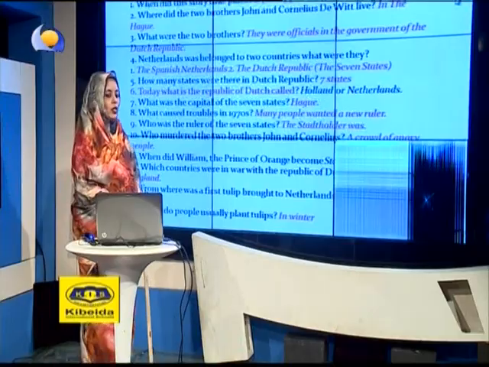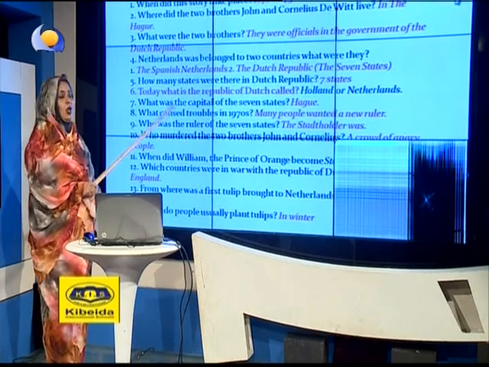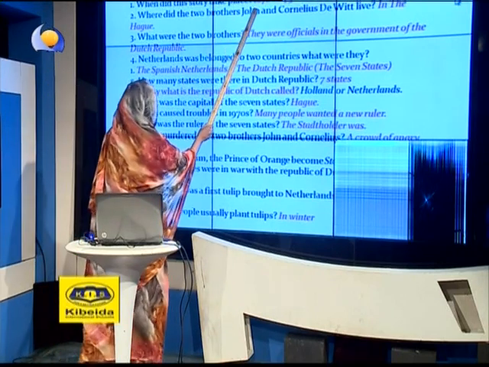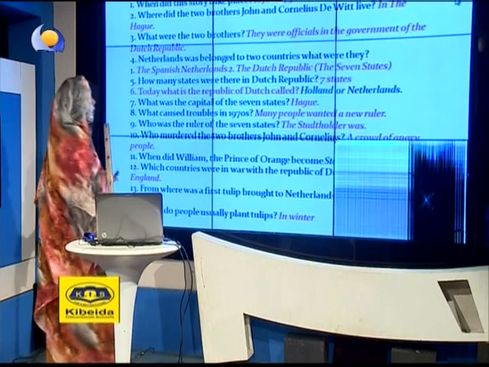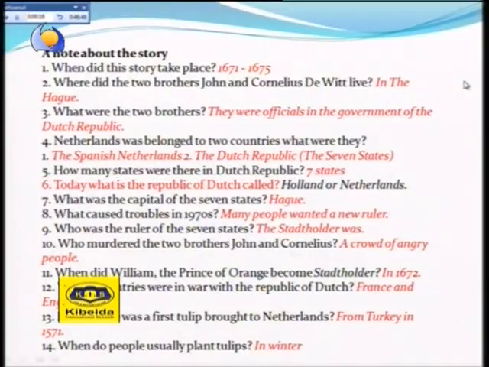Now we have a note about the story itself. This story happened very long ago, between the years 1671 to 1675. And it was talking about two brothers, John and Cornelius DeWitt. The two brothers, as you see here, lived in The Hague. What were the two brothers? They were officials in the government of the Dutch Republic, the Republic of Holland, that we call now Holland or Netherlands.